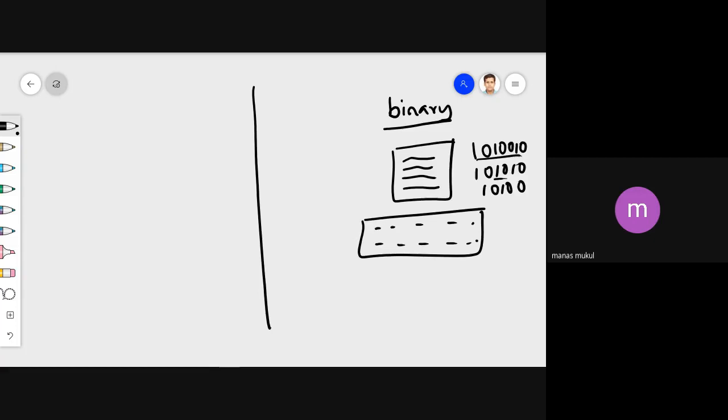Now, suppose every character has got a specific code. Binary numbers, it's got a code. It's got a specific code. Like it's got a number, an ASCII value, and that ASCII value, you can convert it.